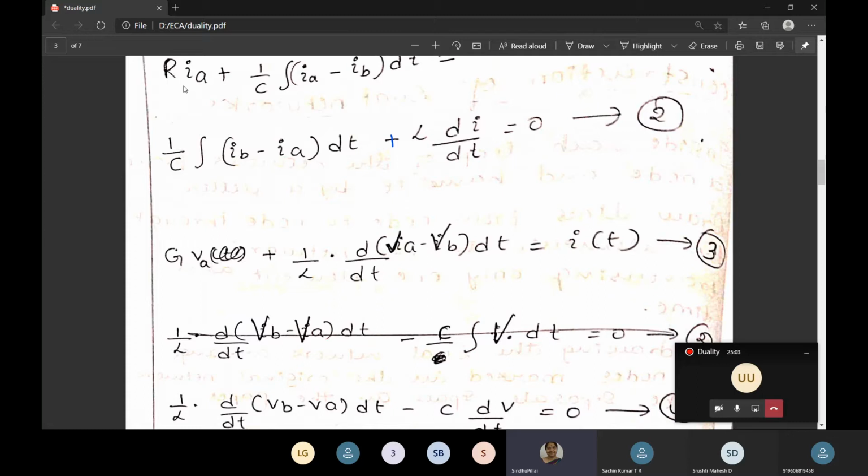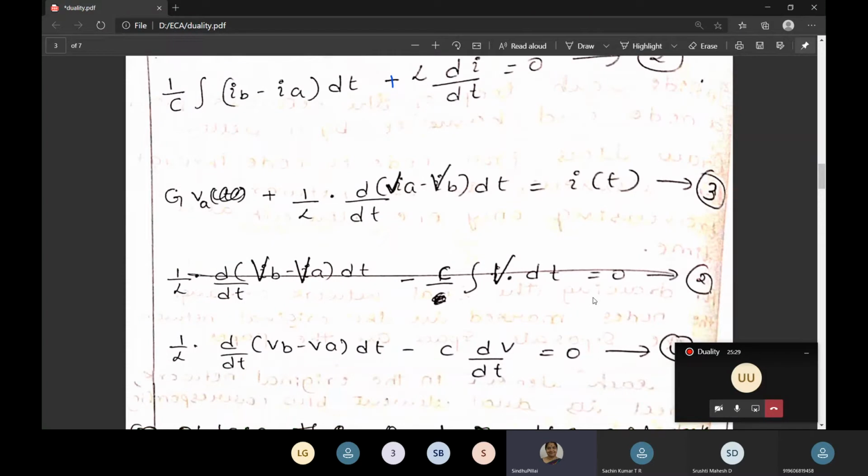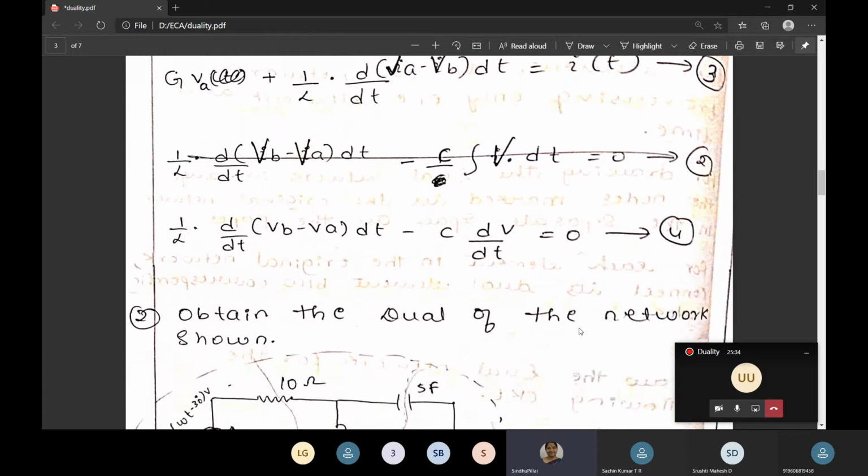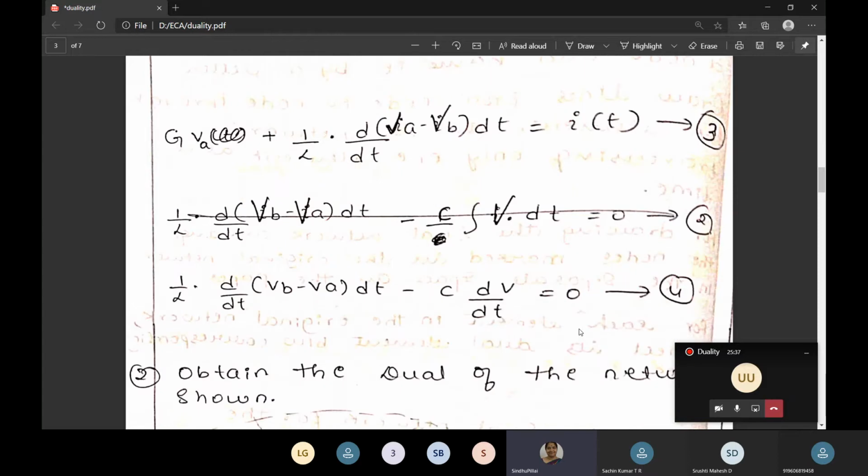Next, convert the same thing into its dual. So R into IA you should write G into VA. IA means VA, plus 1 by C means 1 by L, integration. Fine, what will we write? Integration only. You have to write the integral of VA minus VB dt is equal to I of t. That is the first one. Second one is 1 by L, integral of VB minus VA dt, minus C dV by dt is equal to 0. These are the two equations. Once again, I'll check this equation and tell you.